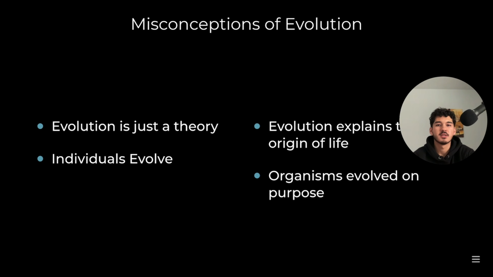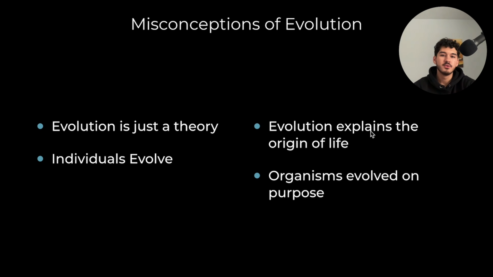So some common misconceptions of evolution. Evolution is just a theory. Individuals evolve. Wait, hold on. Let me go back to evolution is just a theory. Yeah, it's just a theory, but there's so much evidence to support it. Individuals evolve. This is false, kind of. Populations evolve based on their environmental pressures. Evolution explains the origin of life. It doesn't really. It's just an idea that is very evidence-backed. Organisms evolved on purpose. They don't. Organisms evolve based on their environmental pressures and natural selection.